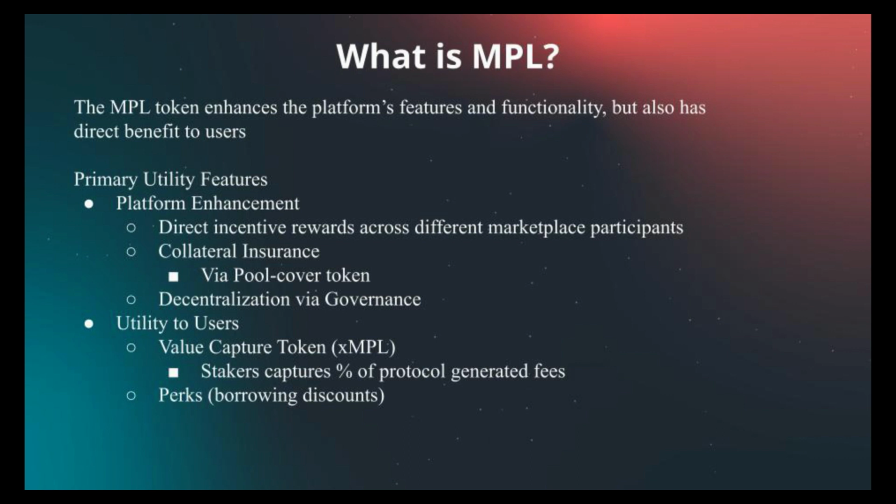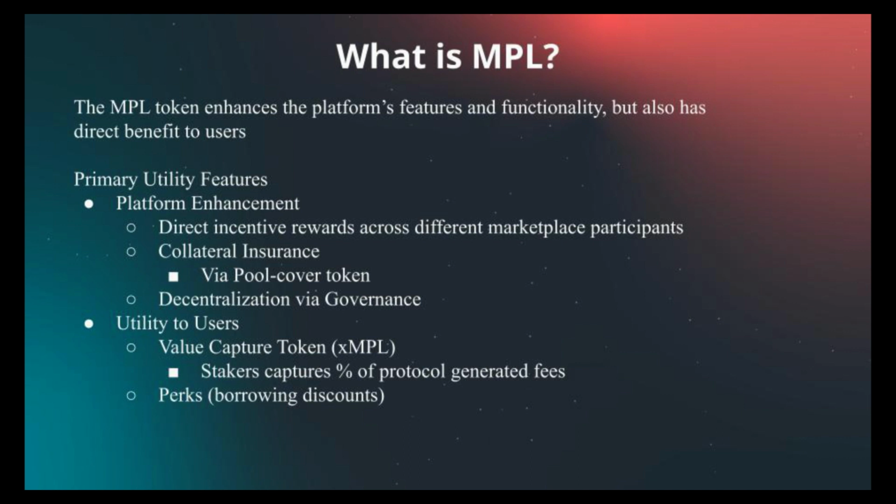I think the other side to think about Maple as a token is the use of Maple as a value capture token. So one way that the protocol helps to make sure that any growth in the network is distributed to users is through revenue sharing. Mostly this comes in the form of paying Maple tokens to stakers. Those who stake Maple get this staked Maple token called MPL, and essentially the protocol uses about 50% of the revenues that are generated to buy back Maple in the open market and distribute it back out to users.